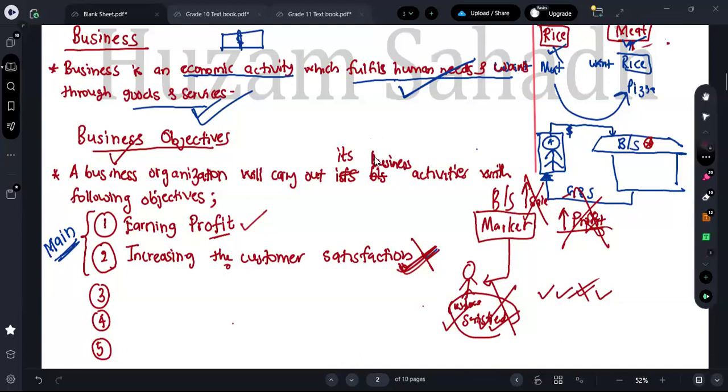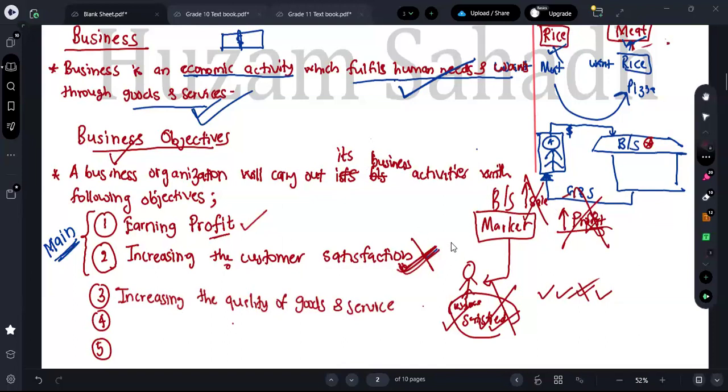So next, let's go for the third objective, guys. What is our third objective? Increasing the quality of goods and services. The simple thing: increase the quality of goods and services. So when they increase the quality of goods and services, what will happen to the customer satisfaction?